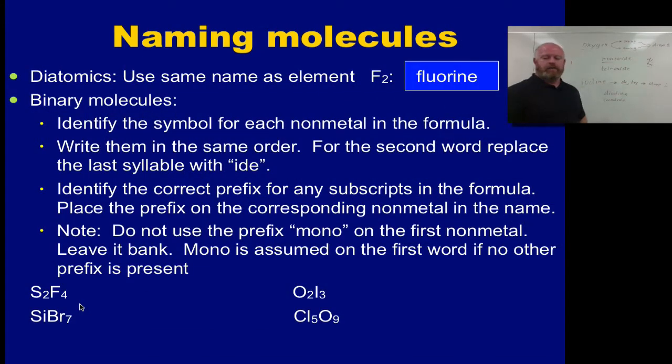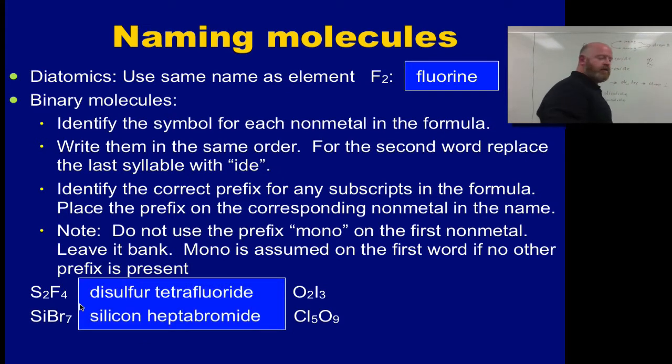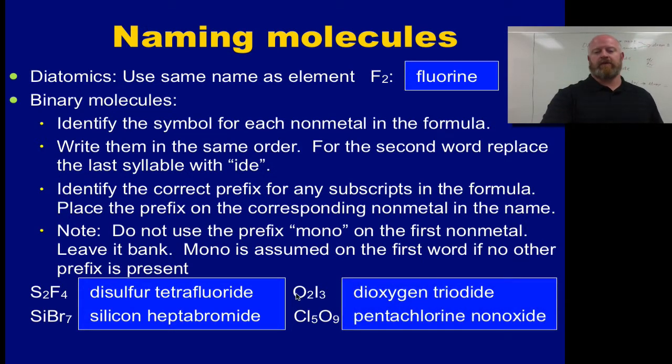Okay, a couple more examples. If you take a look on our screen here, we have O2I3 and Cl5O9. So if you want to try these on your own, you can just pause the video. Otherwise, I want to show them to you now. So if we look, we have 2 oxygens, so we call this dioxygen. And we have 3 iodines, so it would be triodide, so dioxygen triodide. We have 5 chlorines and 9 oxygens, so it's pentachlorine nonoxide. Make sure that only the second word you're changing to the IDE endings. Notice how oxygen and chlorine are not changed for the first word there.